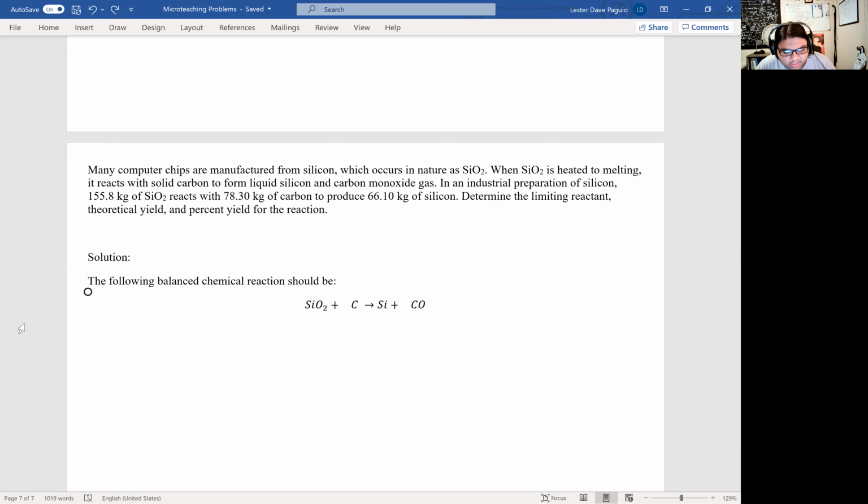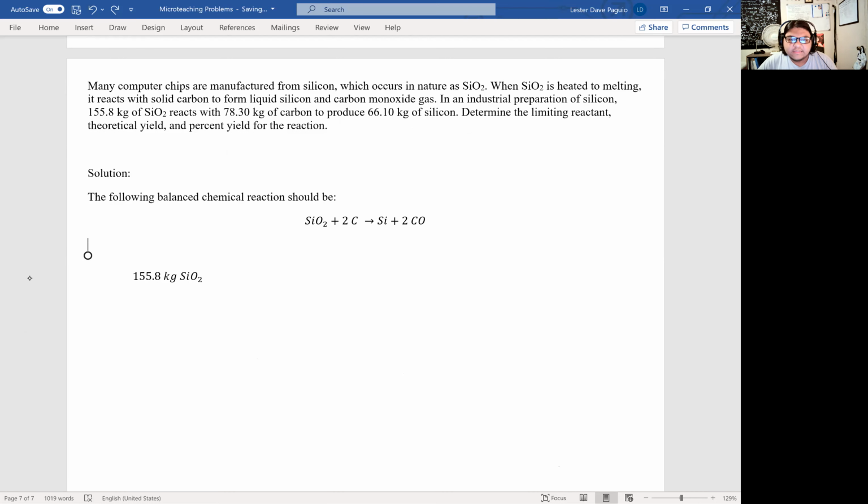the products. But in this case, it's not really balanced because on the reactant side we have 2 oxygens, but in the product we only have 1. So in order to balance it, we would need to add a coefficient of 2 on the carbon monoxide in the products and 2 carbons to balance it out. So now we have this balanced chemical reaction.